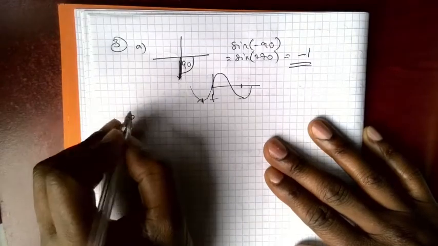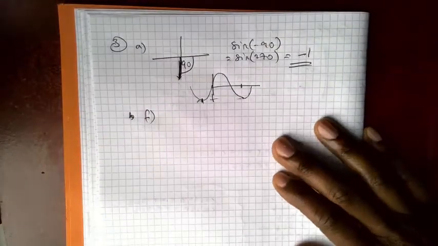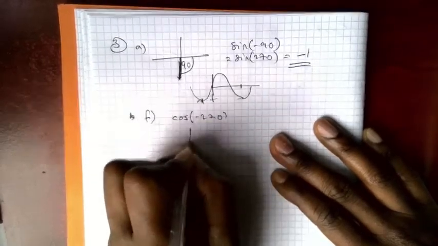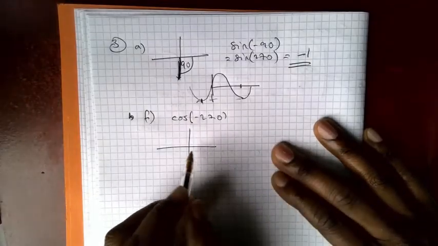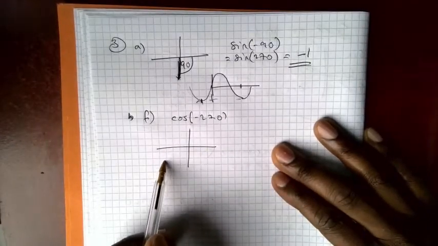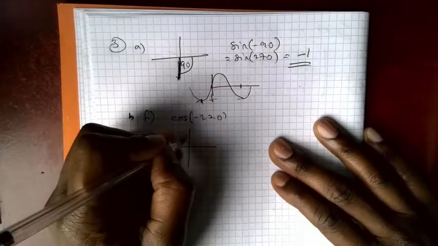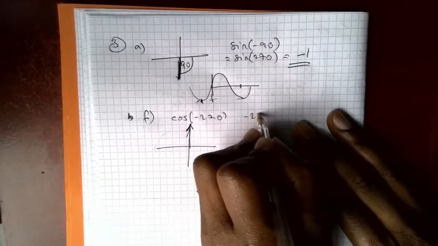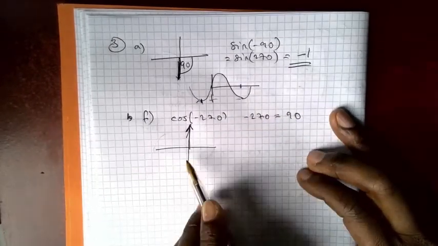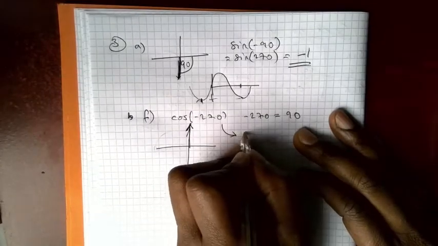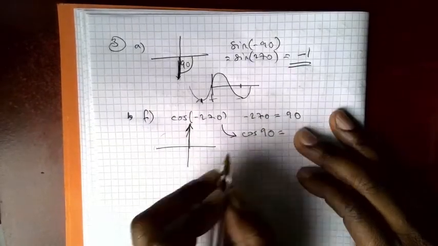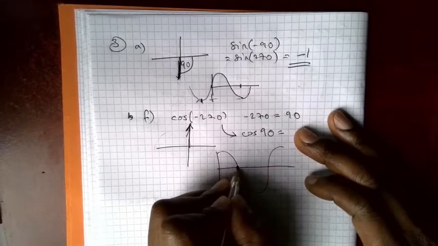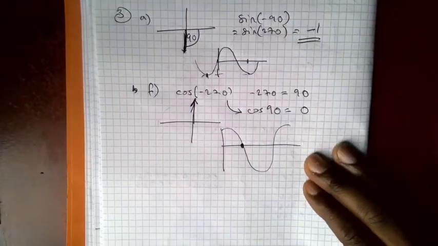The next one we're going to do is F, because I'm just doing the ones on the left. So cos of minus 270. Again, I want to find what angle is equivalent to minus 270. So minus 90, minus 180, minus 270, it's here. The equivalent angle is 90. It's in the same place. So cos minus 270 is the same as cos 90. And if we draw the graph of cos, cos 90 is here, so it's 0. So we're finding the equivalent angle.